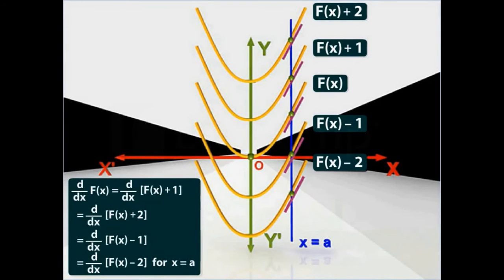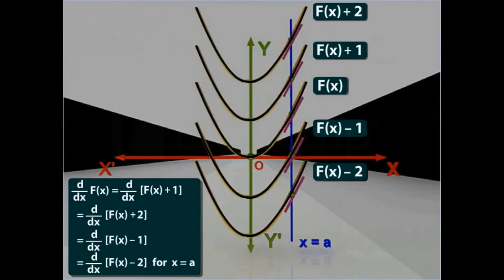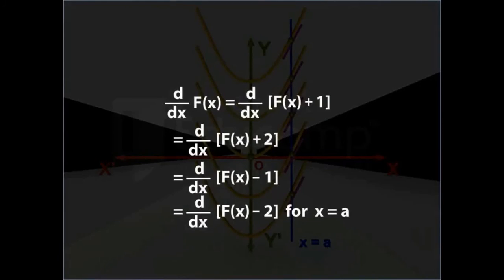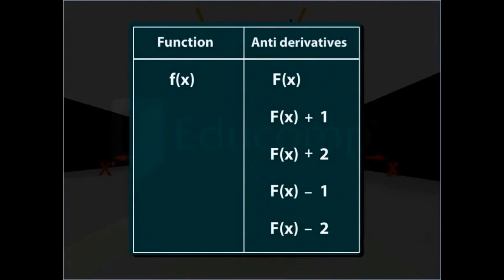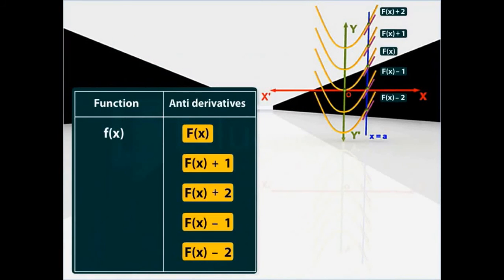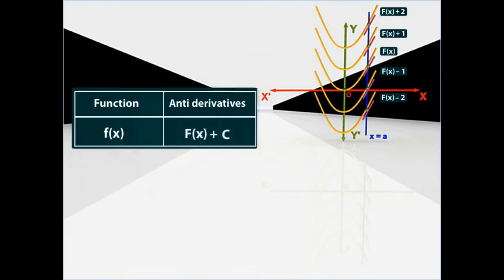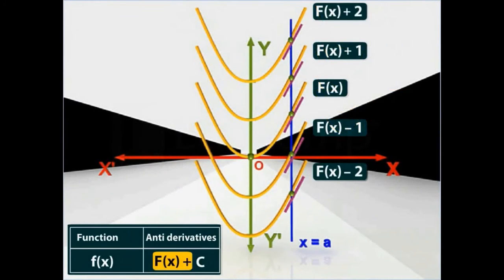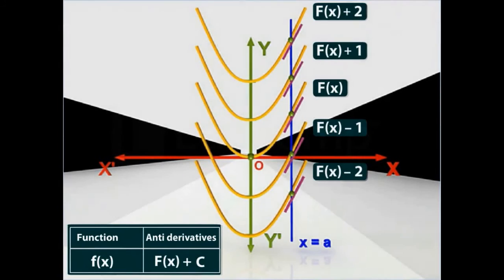This helps us to conclude that many functions can have the same derivative, say f of x. Conversely, you can say that the same function has many antiderivatives. Thus, we can conclude that the antiderivative of a function is not unique. In general, F of x plus a real constant c represents a family of antiderivatives of f of x.